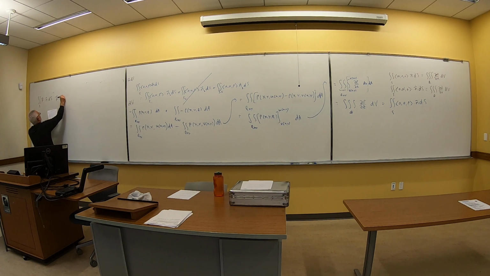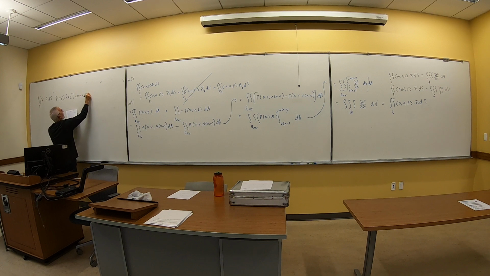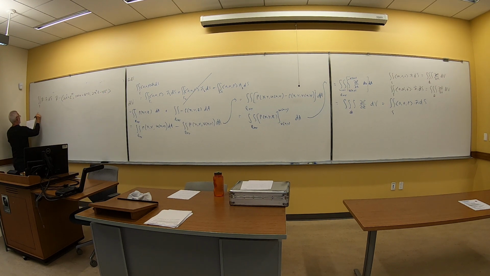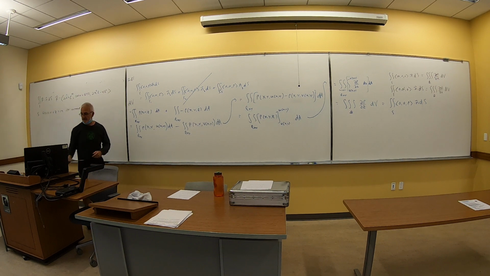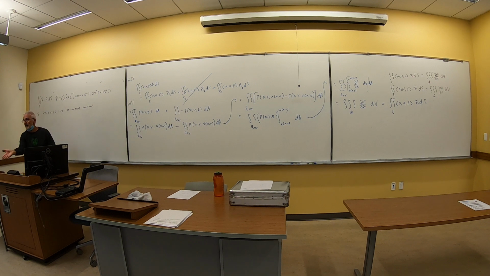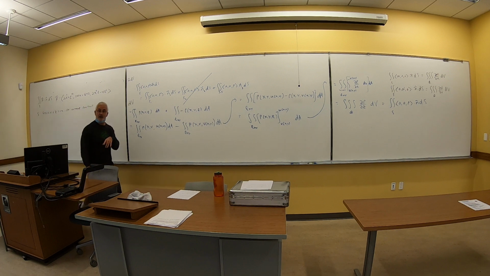My force is F = (2x^3 + e^(yz), cos x + 8yz, 2x^2 z - 4z^2). And my surface is the first octant portion of this plane. So in this case, it's not just the plane coming through here. It's actually the walls and the floor. So it's the three-dimensional solid that I created by that plane.